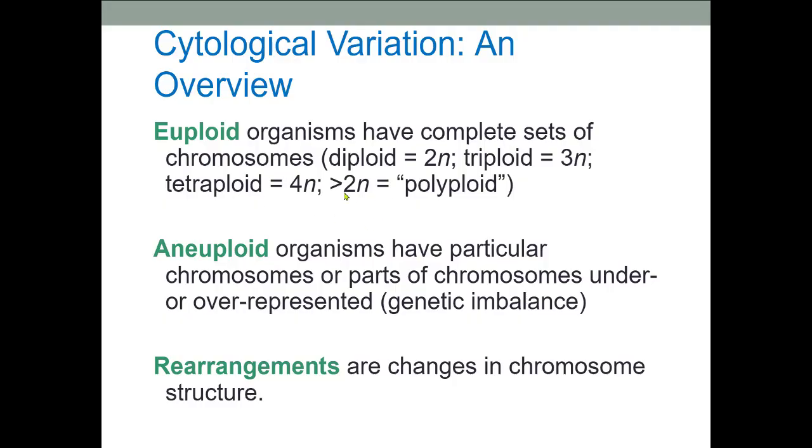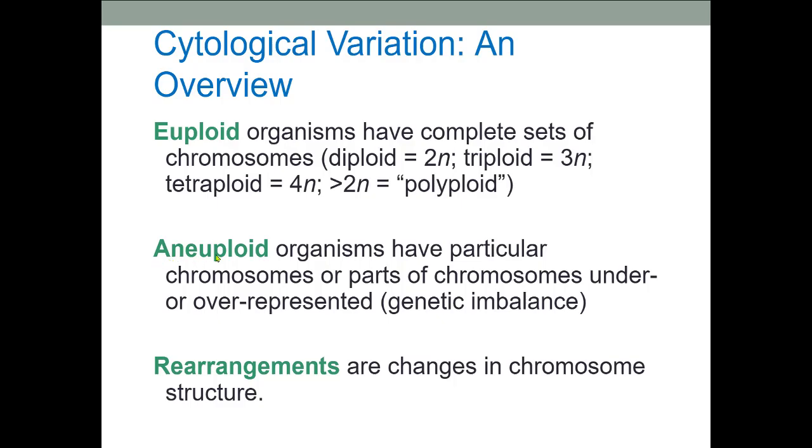And I just want to point out here, anything greater than 2, we can lump generically into a polyploid kind of a word, just meaning more than 2. Why 2? Well, because humans are diploid. So we're a little human-centric here.